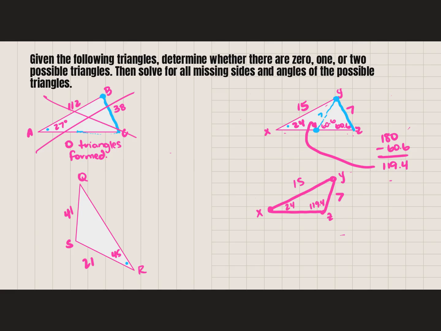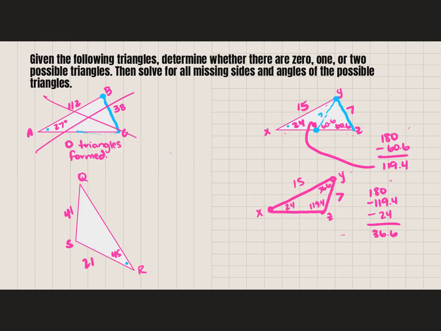So I'm going to go ahead and try and find, or I can get angle y. I'm going to take 180 minus 119.4 minus 24. Okay, so 180 minus 119.4 minus 24 in my calculator. I'm going to get 36.6 degrees for angle y.